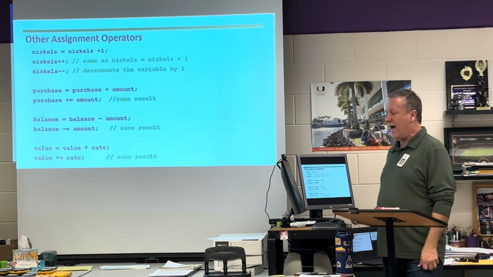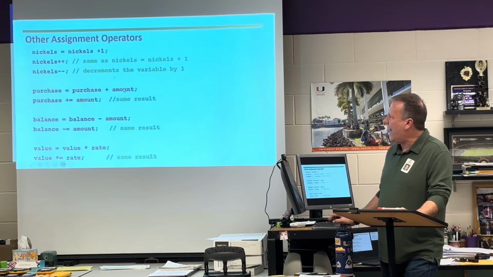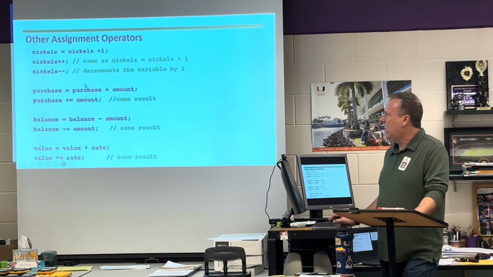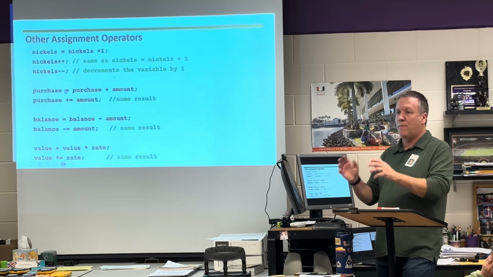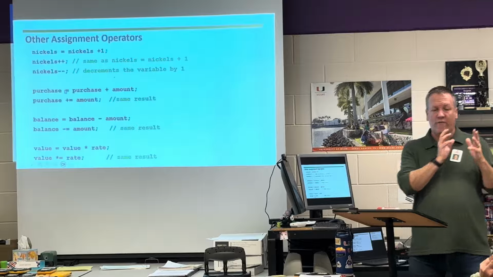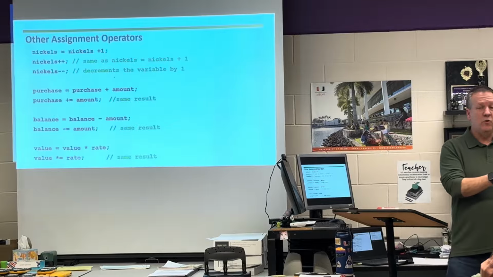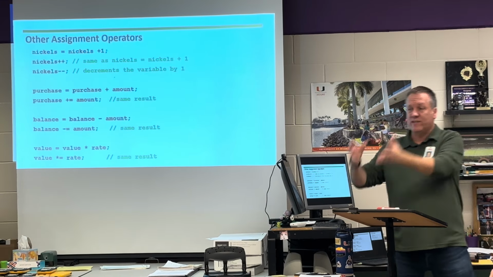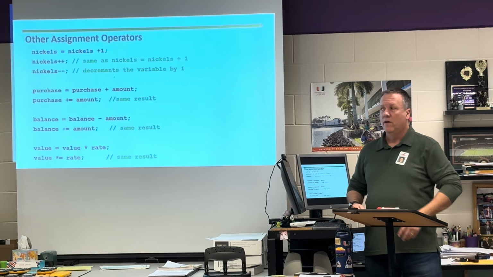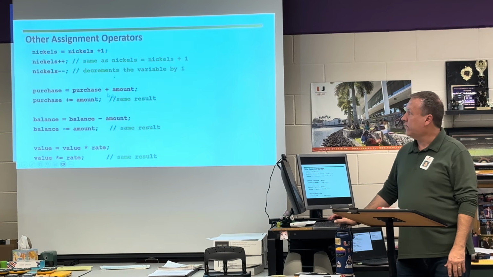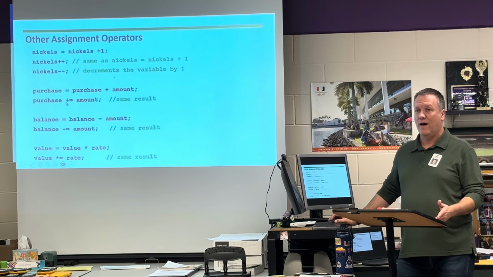Another shortcut we have is, what if I don't want to add 1, but I want to add a variable and another variable together and store the result in here? I could do it like this. I could say my purchase is equal to whatever my purchase was plus the new amount that I'm adding to it, and that's my total purchase now, right? So I can do it that way, or there's a shortcut. I could say purchase plus equals amount.